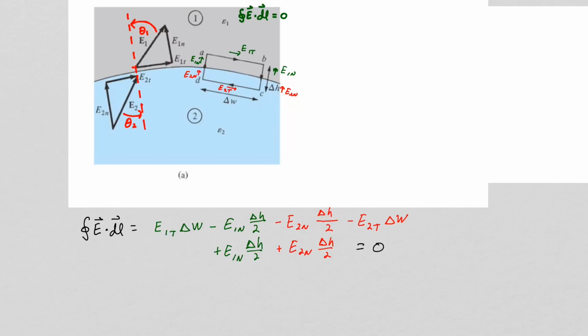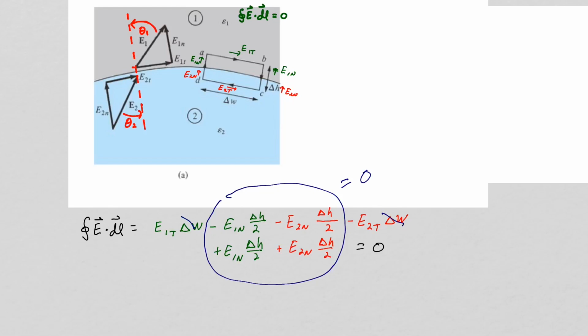When we go from C to D, again we're integrating in the opposite direction of our electric field, so the dot product gives us a minus E sub 2 tangential times delta W. When we go from D to the interface, we get E sub 2 normal times delta H over 2, and when we go from the interface to A, we get E sub 1 normal times delta H over 2. These terms here sum to 0. We can divide both sides by delta W.